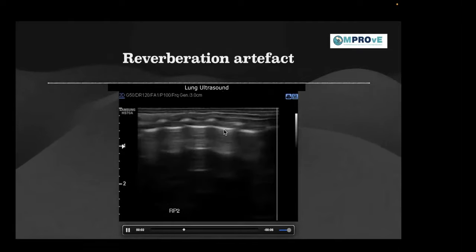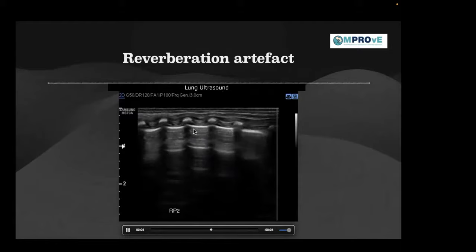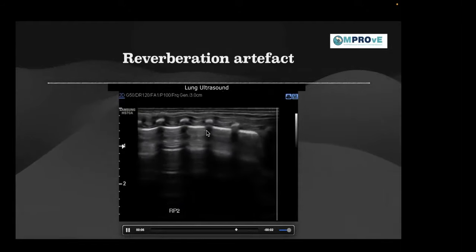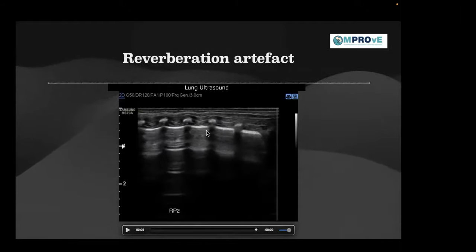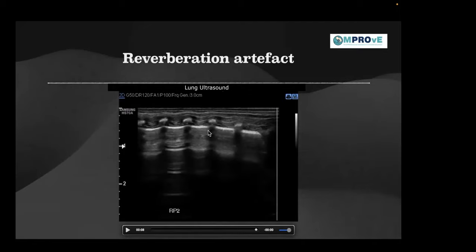So if you see what I mean, that's pleural sliding, and it's a very important sign. We always look at the pleural line first. The pleural line is present, and then we talk about the pleural sliding. And then we go to A lines and B lines.